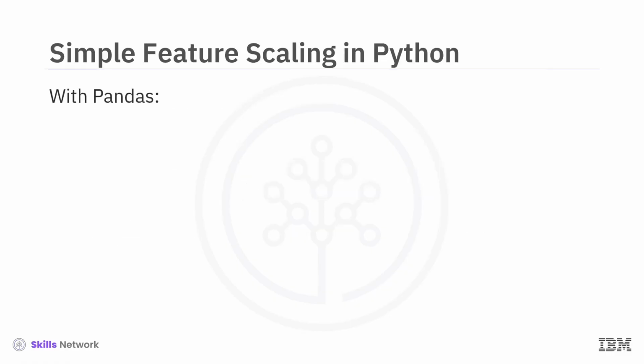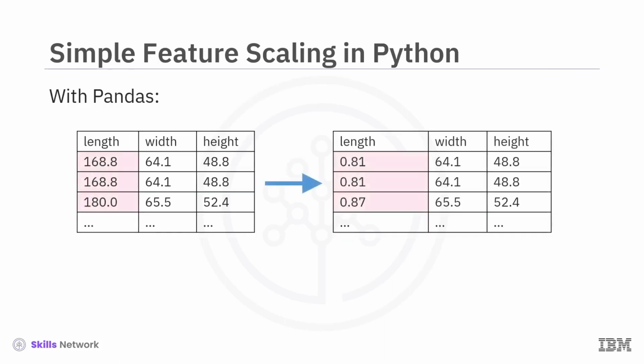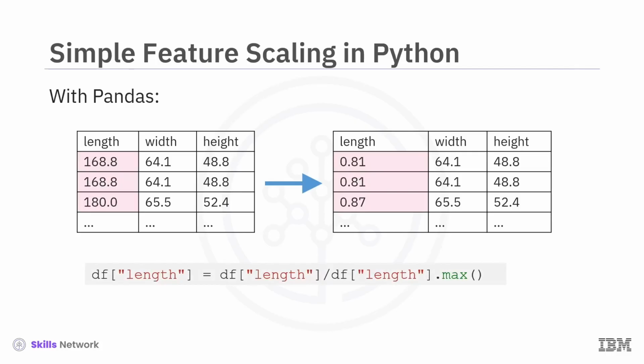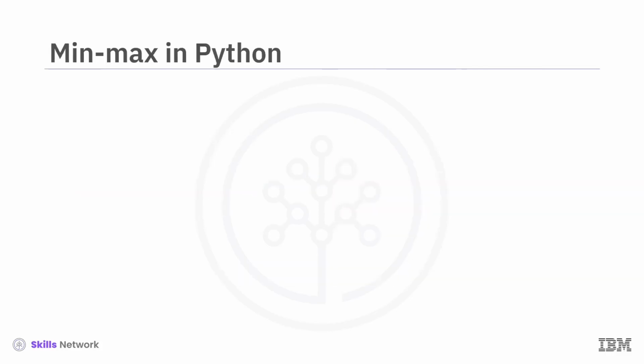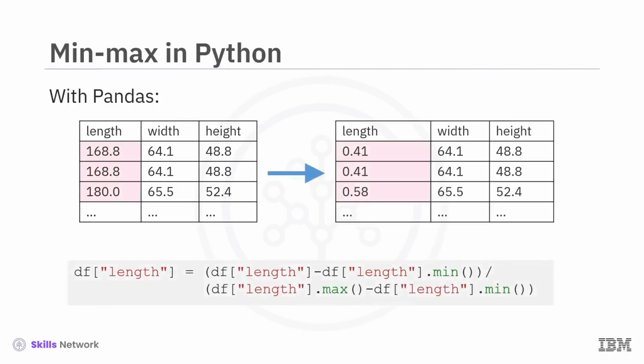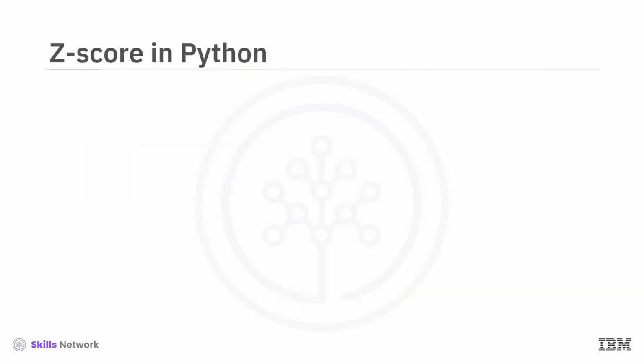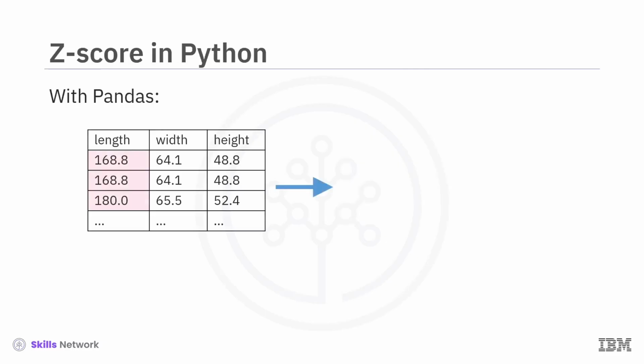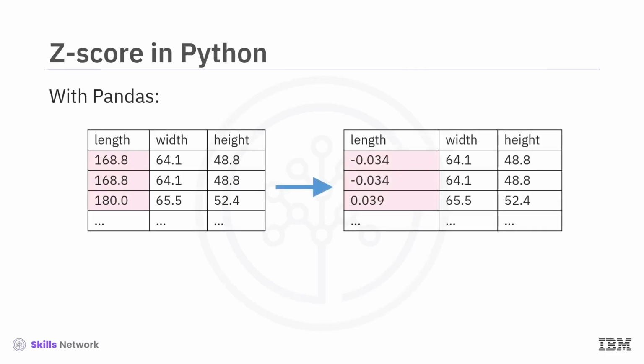Following our earlier example, we can apply the normalization method on the length feature. First, we use the simple feature scaling method, where we divide it by the maximum value in the feature. Using the Pandas method max, this can be done in just one line of code. Here's the min-max method on the length feature. We subtract each value by the minimum of that column, then divide it by the range of that column, the max minus the min.